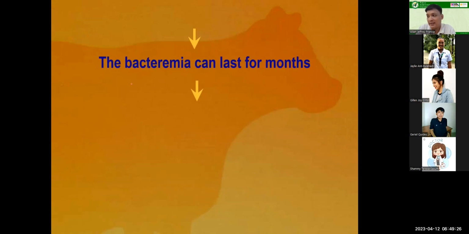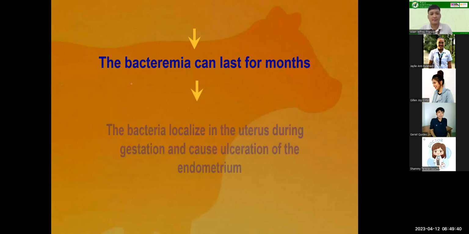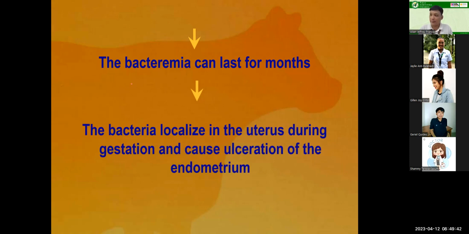Then after invading this, we have the bacteremia again that can last for months. So ibig sabihin, nasa loob na niya, nasa blood vessel na niya, or nasa dugo na niya yung microorganism. And in female, sa uterus naman ang tama niya. Kaya meron tayo kung minsan endometritis or pwedeng merong abortion.